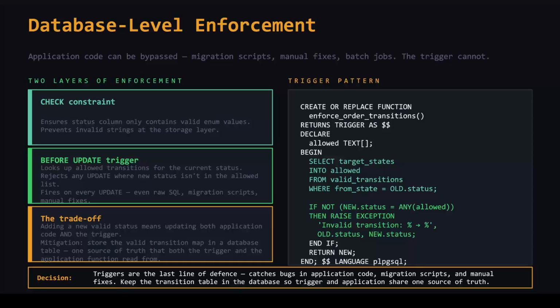The trade-off worth naming: triggers introduce coupling. If I add a new valid status, I need to update both the application code and the trigger. The migration: store the valid transition map in a database table that both the trigger and the application function read from. One source of truth to update when the machine changes.